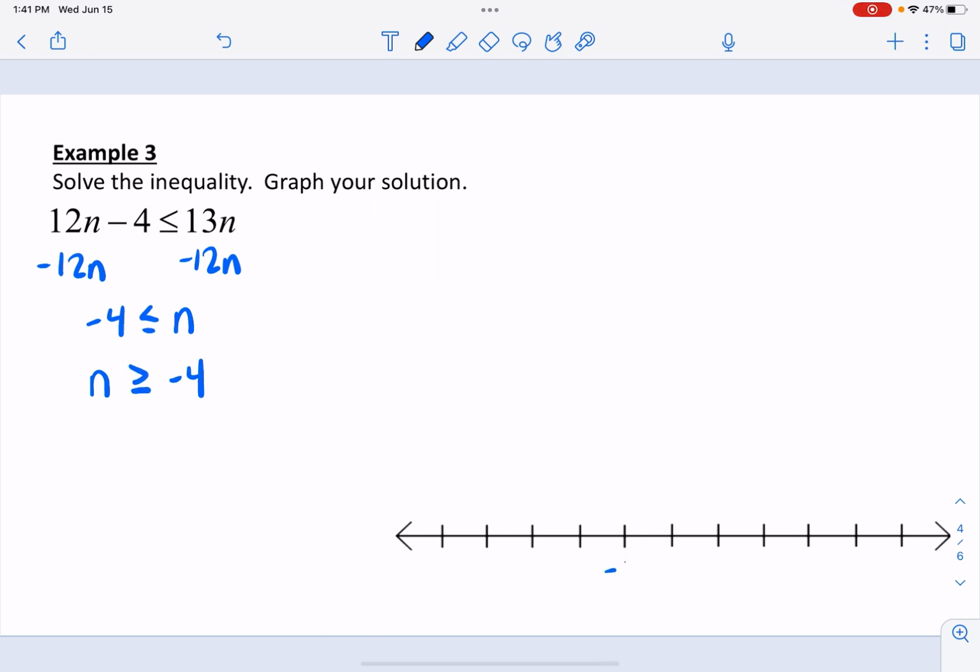So negative 4, negative 3, negative 2, negative 5, negative 6. So I'm greater than or equal to negative 4. I have a closed hole, and I am greater than, so I'm going in that direction.